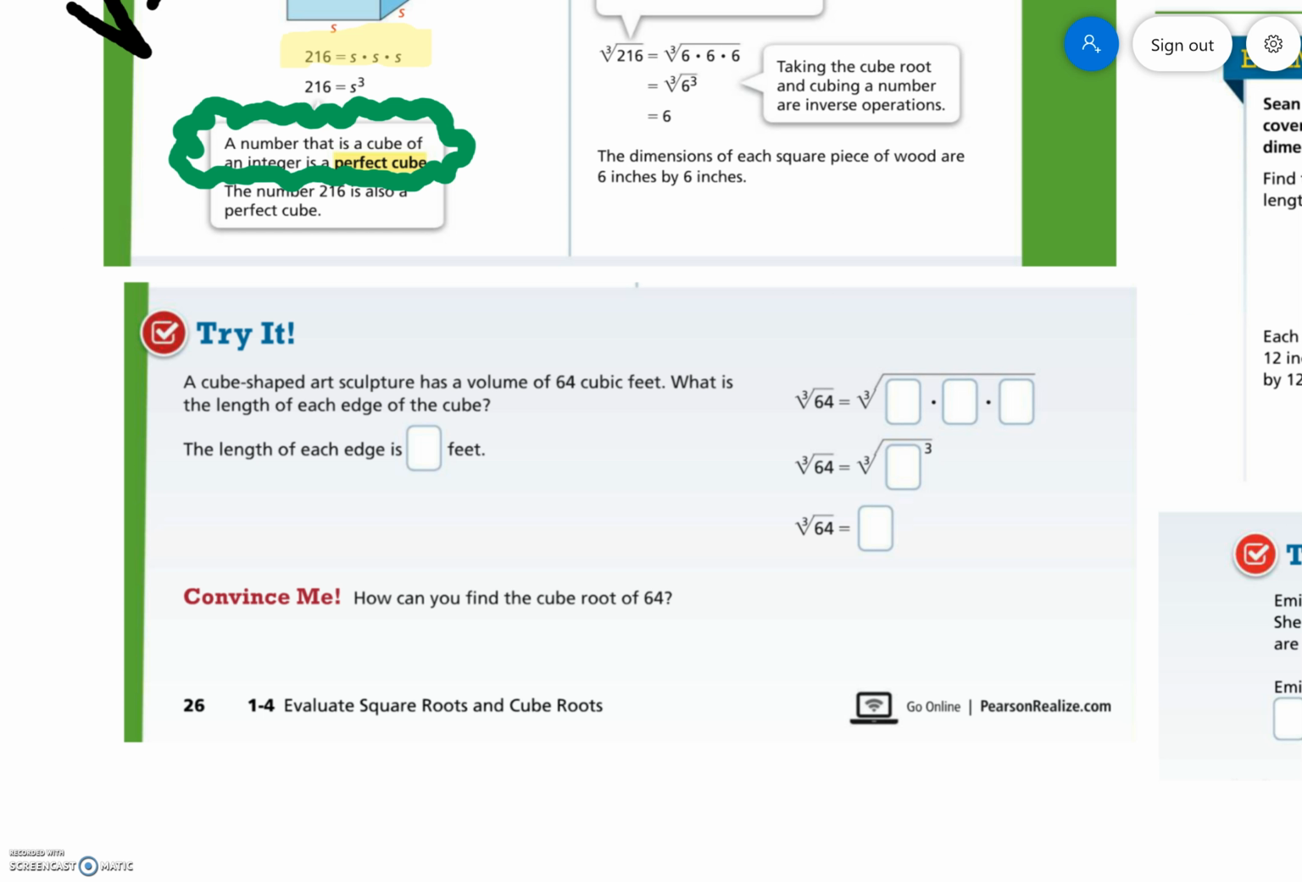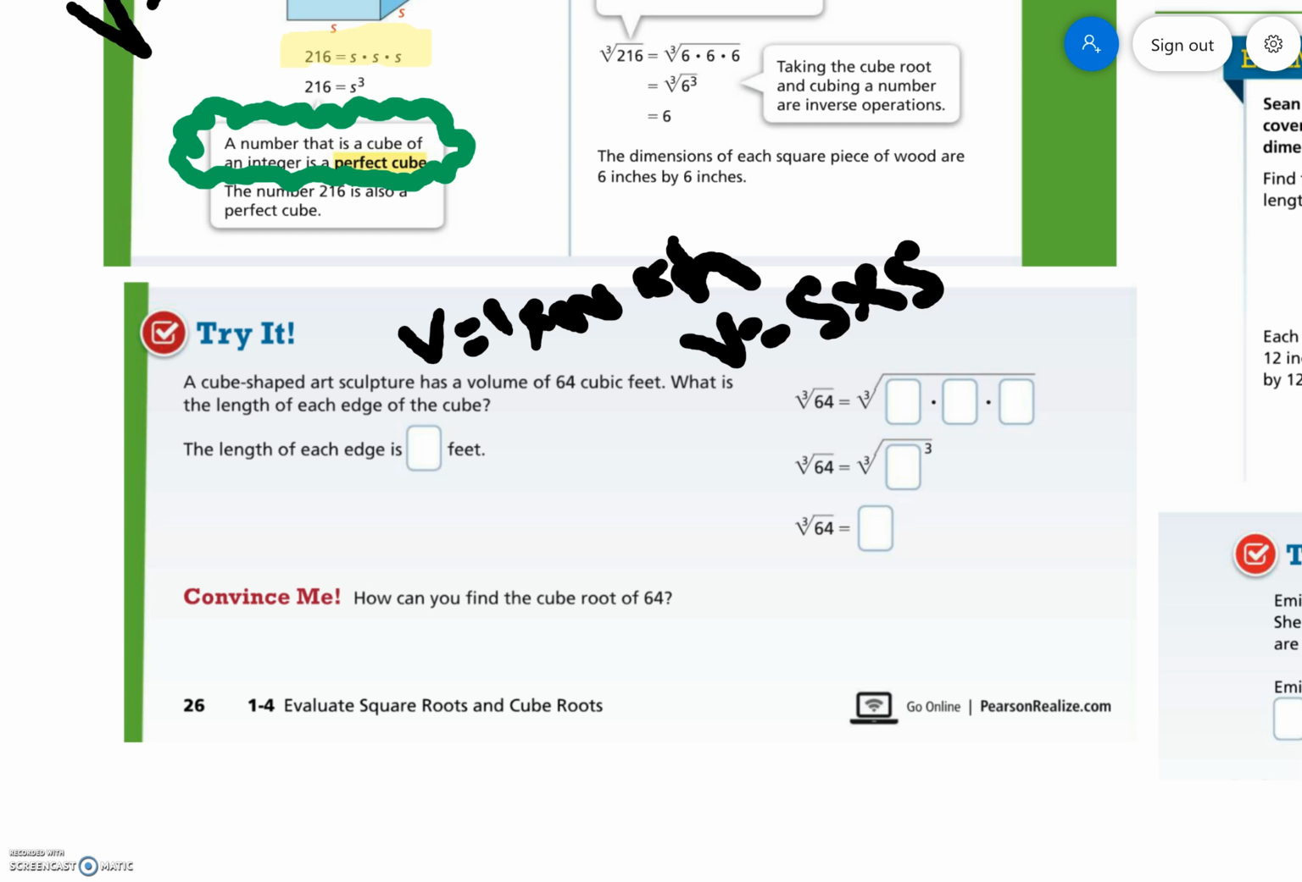Let's try it. A cube-shaped art sculpture has a volume of 64 feet. Here's our volume again. Volume equals length times width times height. But we know it's a cube, so it is side times side times side. Since they're all the same, it is side cubed. So we need to figure out what times what times what equals 64, where they're all the same number. You can try a few in your calculator.